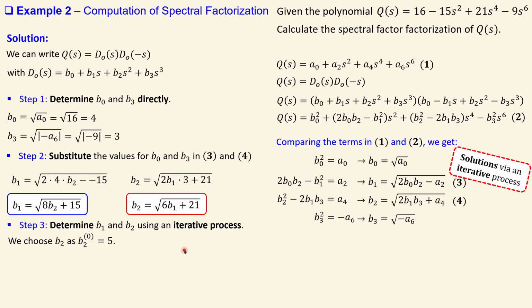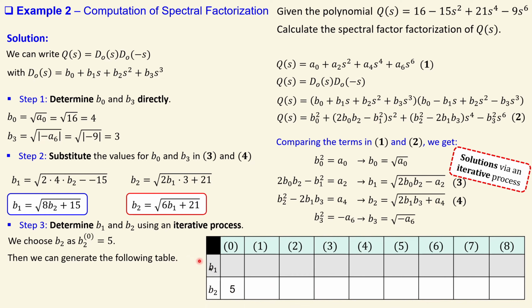We choose a value for B1, and I just take 5, just random. You can also take 0. Of course not negative, always positive. And see what we get. Now, then we generate the following table. The table is very handy. So B2 is what we have chosen and B1 is what we get. So this is the 0th position, so actually step 0. This will be the first step, second step, etc.